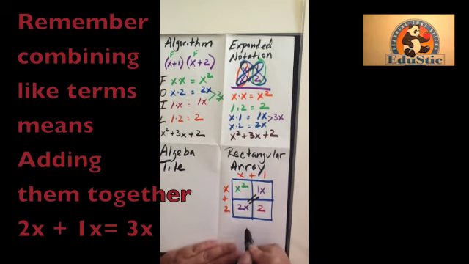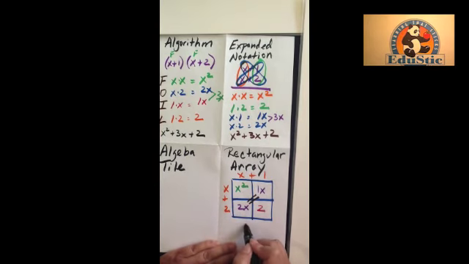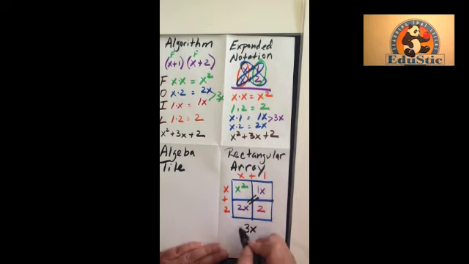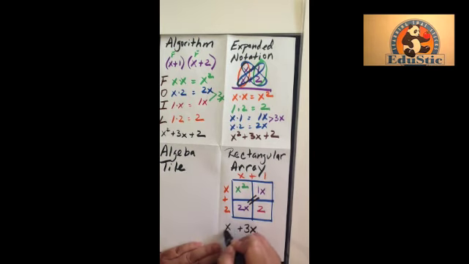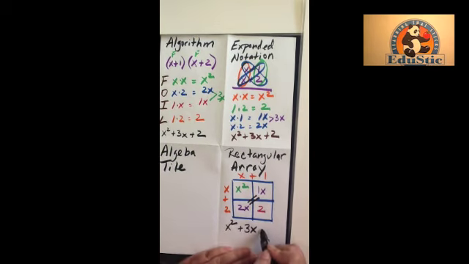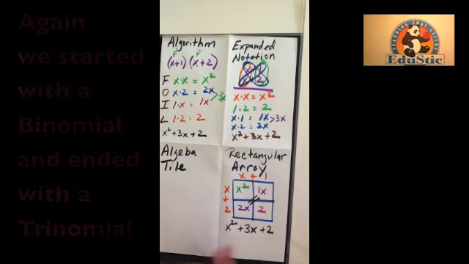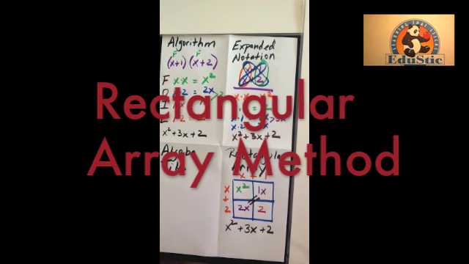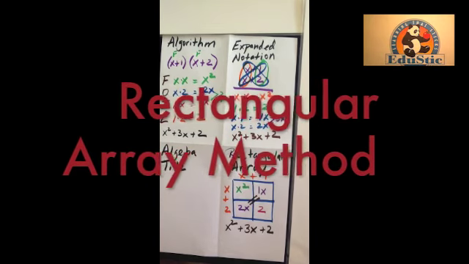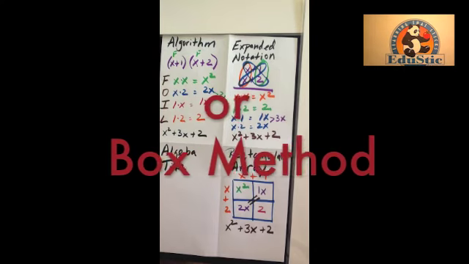So I'm going to bring that one down first. So 1x plus 2x will give me 3x. Bring down the x squared. Bring down the 2. And now we have a binomial times a binomial, and it became a trinomial. And now we've shown all four methods of representation to make sure you understand the concept of multiplying binomials.